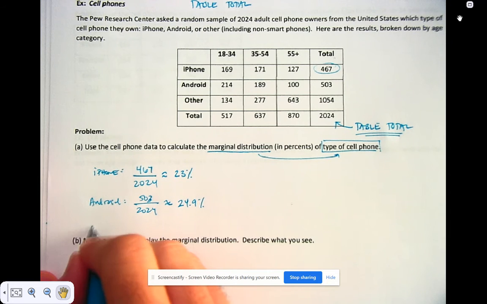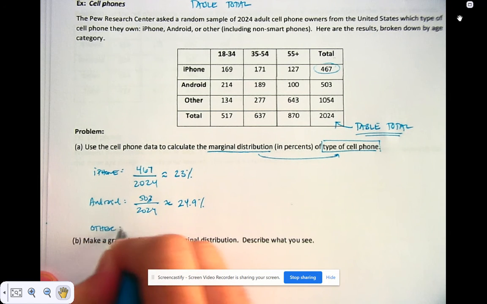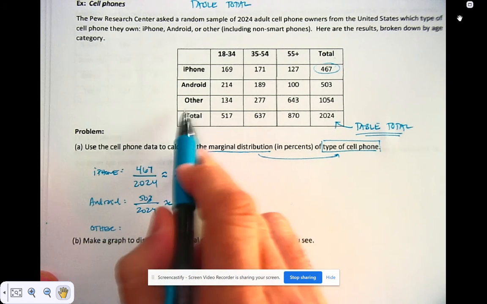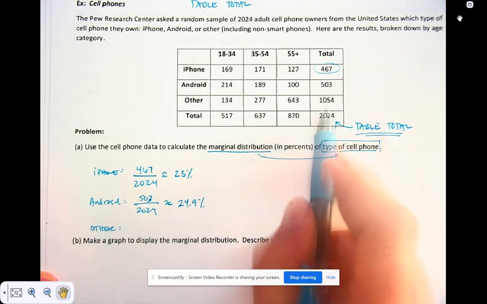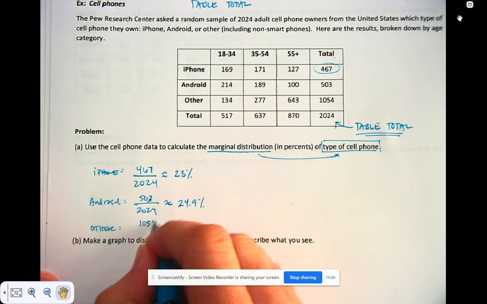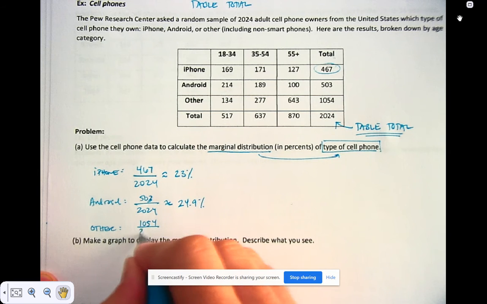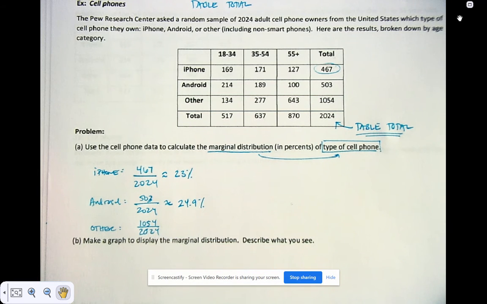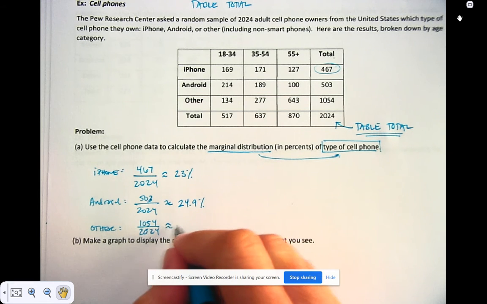Okay, the last one here would be other, including non-smartphones, and that total was 1,054 out of 2024. And if you do that, 1,054 divided by 2024, you get approximately 52.1%.